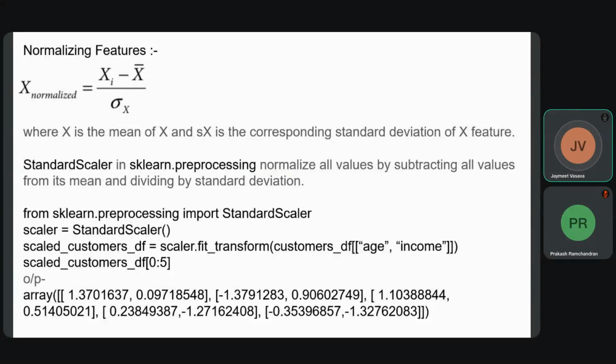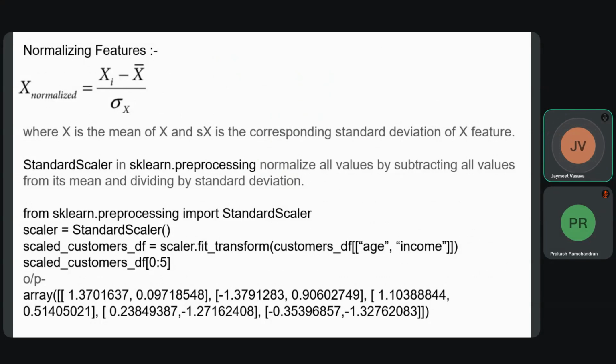So for normalized features, x normalized equals xi minus x bar divided by sigma x, where x bar is the mean of x, and sigma x is the corresponding standard deviation for the x feature.